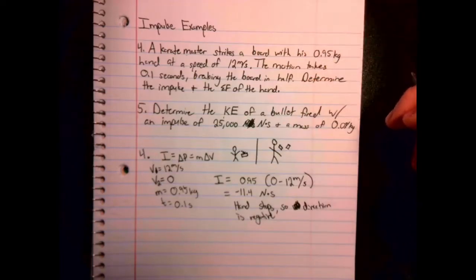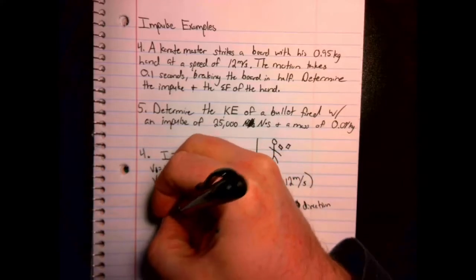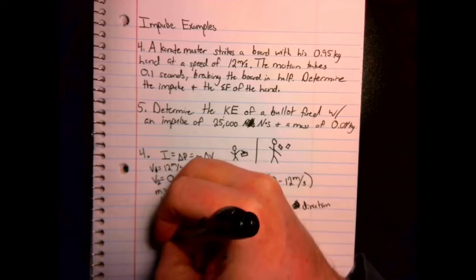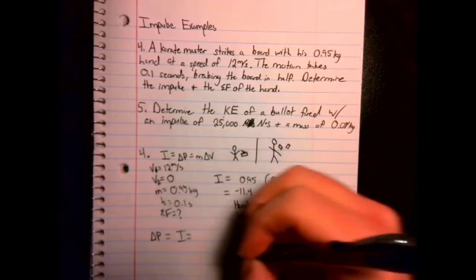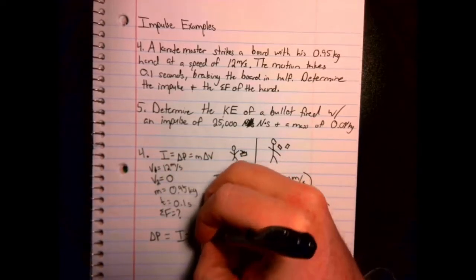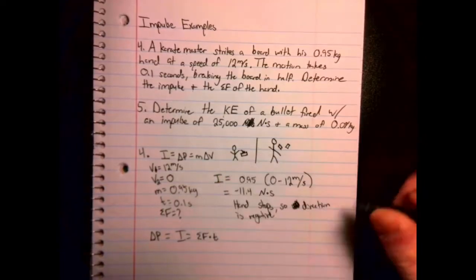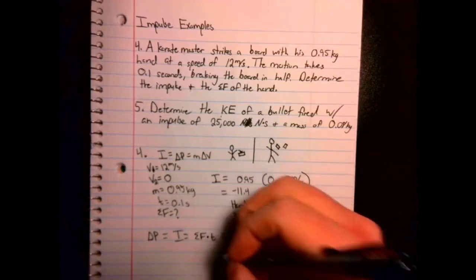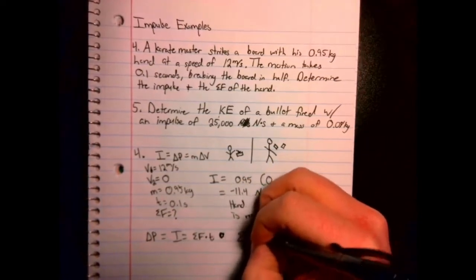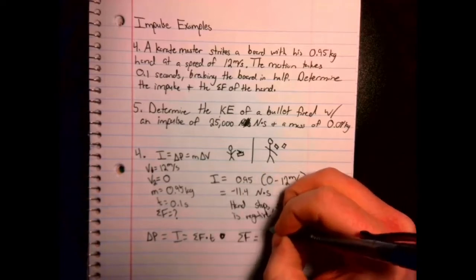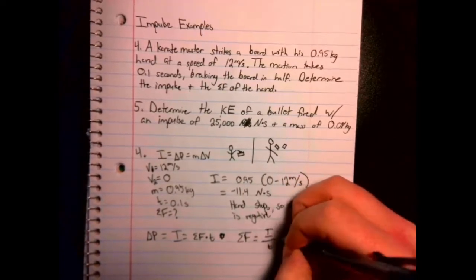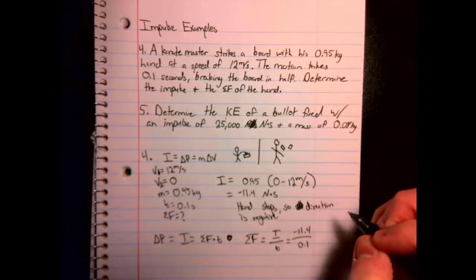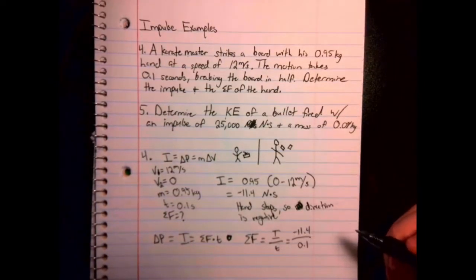The second part of the question then asks for what is the sum of the force. And thankfully, we know that impulse, which again is equal to change in momentum, is equal to sum of the force times time. And in this case, we have time, so if we rearrange it, sum of our force must be equal to impulse divided by time, which is negative 11.4 divided by 0.1, which we know just moves the decimal over.